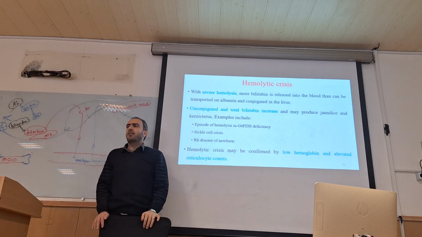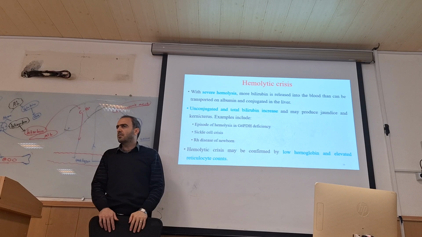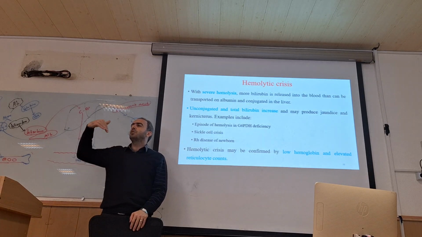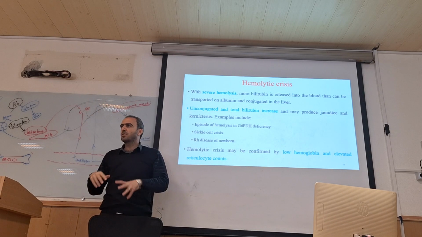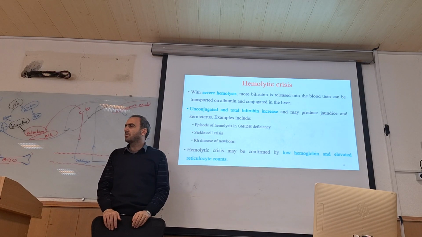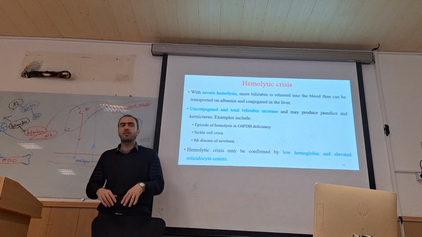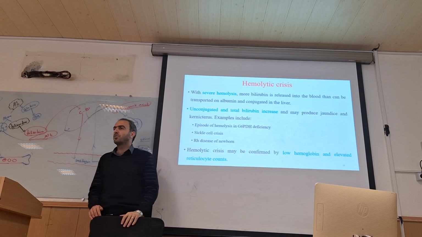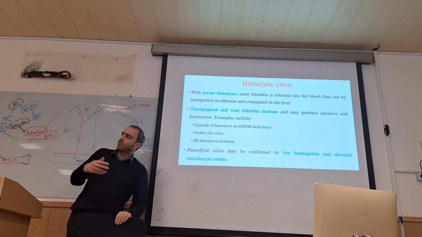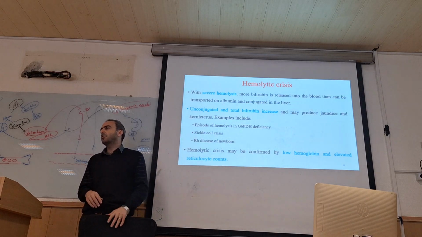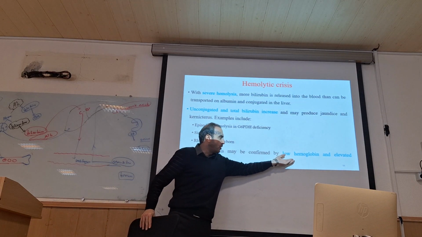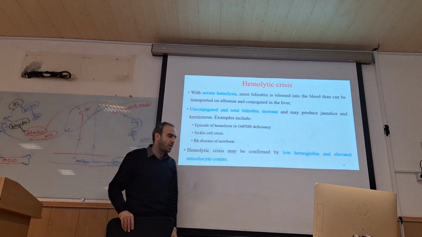And also sickle cell crisis. Those patients have sickle cell anemia. If they go to the mountains or to the sea, or some places where the pressure of oxygen is low, it leads to a sickle cell crisis, and so anemia and hemolysis crisis. And Rh disease of the newborn. What is that? The Rh of the baby and mother is different and leads to Rh disease. So hemolytic crisis can be confirmed by low hemoglobin and elevated reticulocyte count.